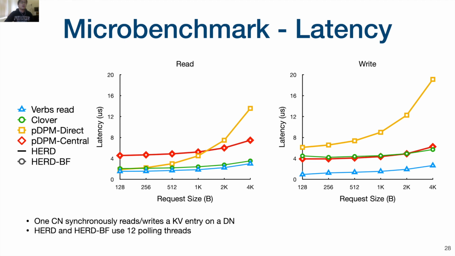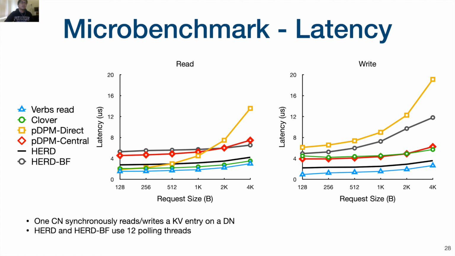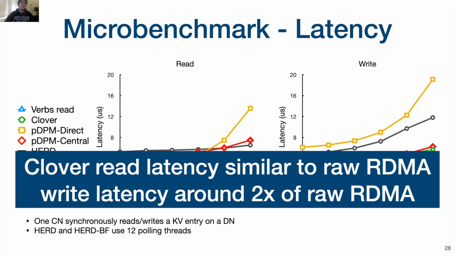For writes, HERD outperforms Clover and other PDPN systems because two-sided communication allows it to complete the writes within 1 RTT. HERD BlueField is worse than the others due to its wimpy processor. Overall, Clover has the best read-write latency among the 3 PDPN systems. Its read is close to raw RDMA, and its write is around 2 times that of raw RDMA.